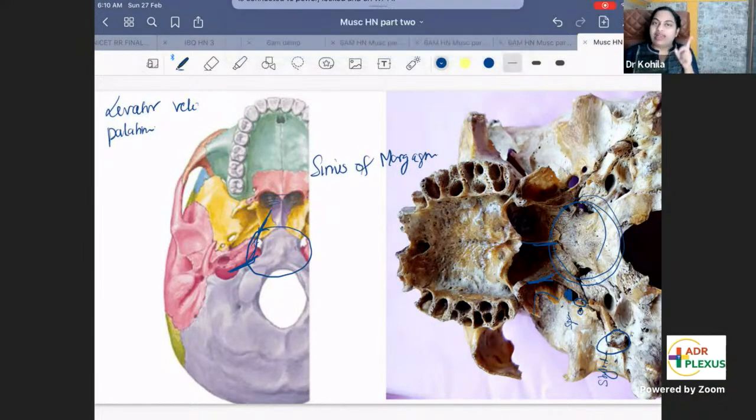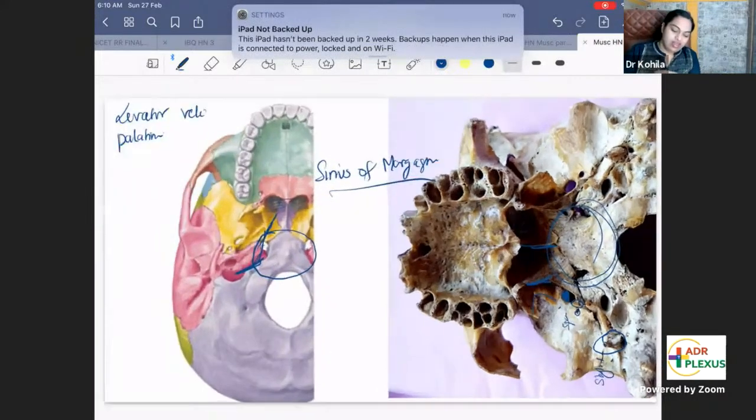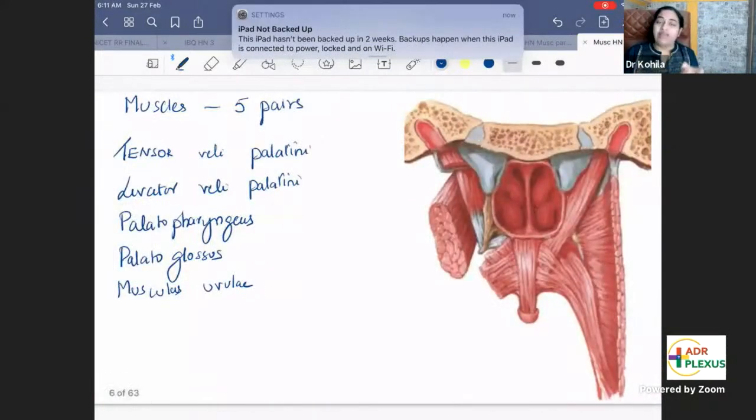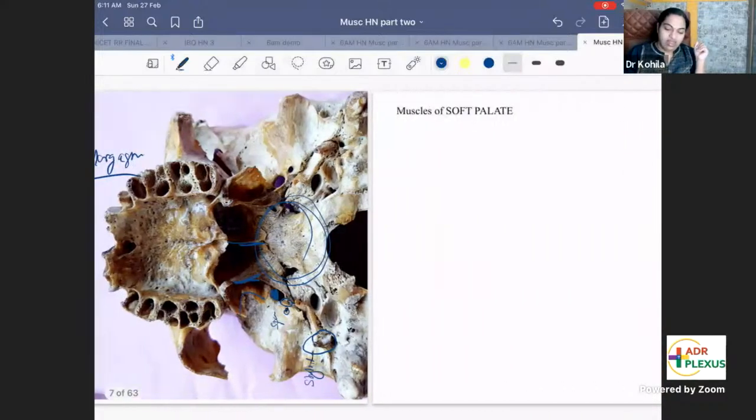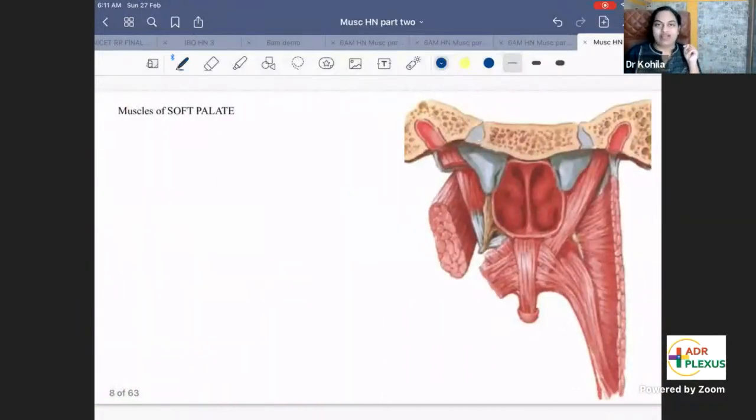So the clue for identification of levator veli palatini is the tendon passing through the sinus of Morgagni. Okay, guys? So we have seen the names of the muscles of the soft palate. We have seen the attachments of two important muscles that will give you a clue for its identification. Now you're going to locate the muscles here.